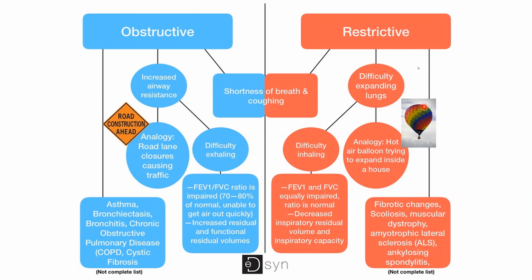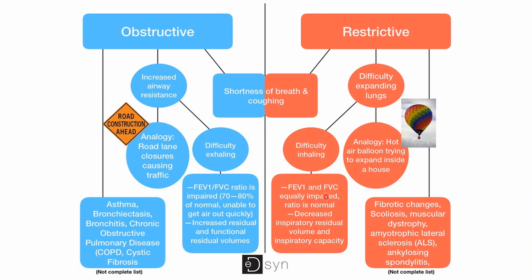Comparing obstructive to restrictive disease, although in restrictive disease you will still see patients with shortness of breath and coughing, their main problem is that they have a difficult time expanding their lungs. So the analogy to make here is a hot air balloon that's trying to expand inside of a house. It's like the lungs are trying to expand in their house in the thorax, but there's just not enough room. Specifically for the alveoli to inflate, they just don't have enough room. And so these patients tend to actually have problems inhaling rather than exhaling.